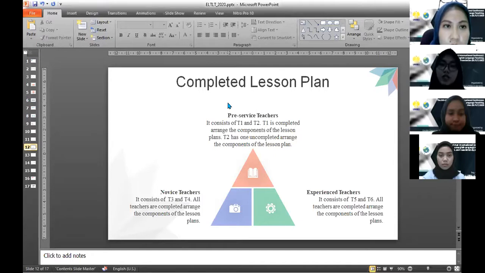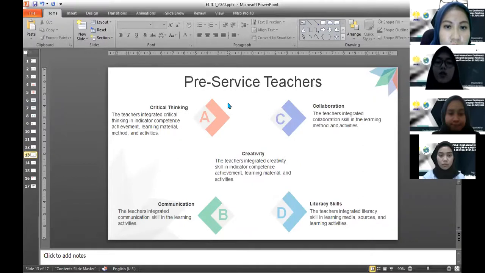And this is for the integration of the 21st century skills for the pre-service teachers. Critical thinking has integrated in the competence achievement, learning material, method, and activities. And for the collaboration, the teachers has integrated in the learning method and activities. And for the creativity skills, the teachers has integrated in the indicator competence achievement, learning material, and activities. And for the communication, integrated in the learning activities. And for the last is the literacy skills, has integrated in the learning media, sources, and learning activities.